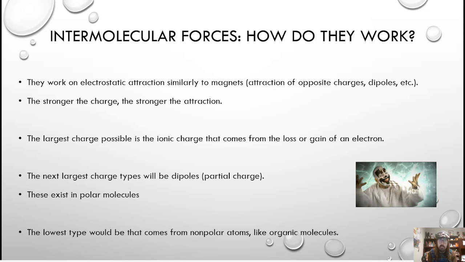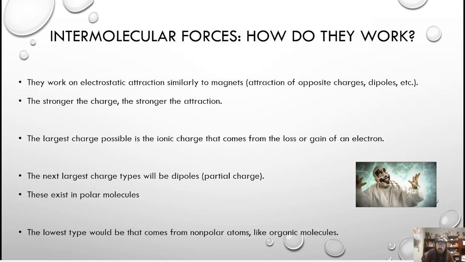The largest charge possible, of course, is a straight-up ion, where we've completely lost an electron or completely gained an electron. So you can't get much stronger than that unless you make it two ions, like a 2+ charge or a 3+ charge. But for the most part, ions are generally the strongest attractive force. But the next strongest will come from dipoles. Our dipole, remember, we have to draw a Lewis structure, but it's the partial charge that comes with differences in electronegativity.